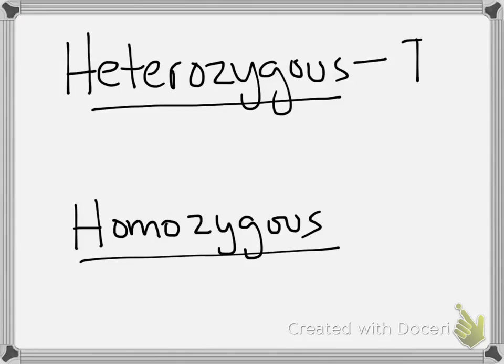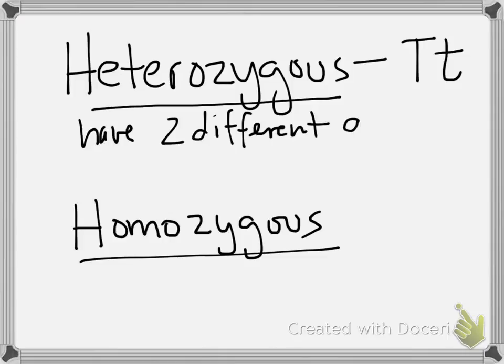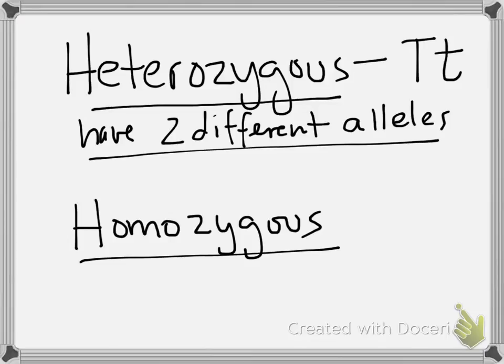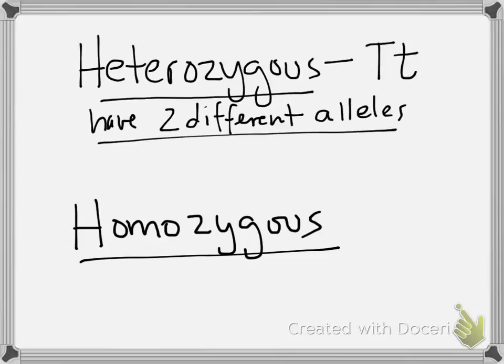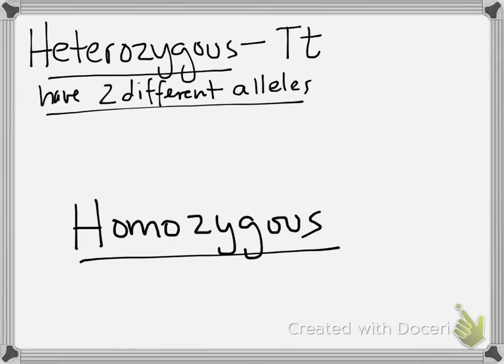They are heterozygous for that trait. So they have two different alleles for the trait. If you are heterozygous, genotype, and heterozygous and homozygous only refer to genotype, what's your phenotype going to be? Nope. If you are heterozygous, your phenotype is always going to be controlled by the dominant gene.